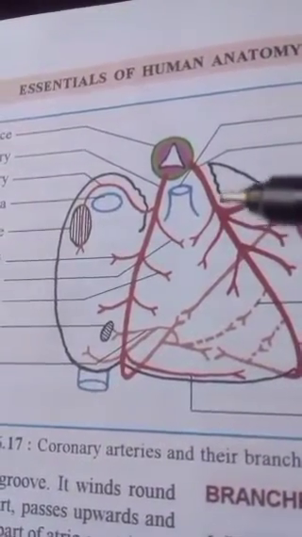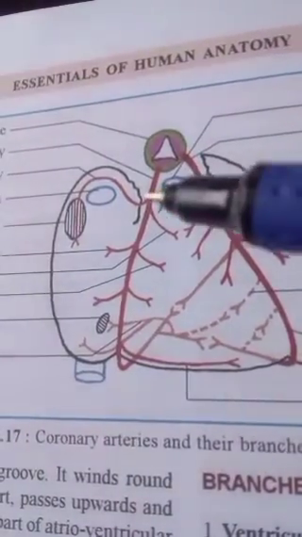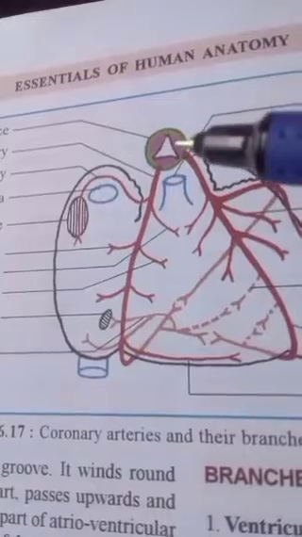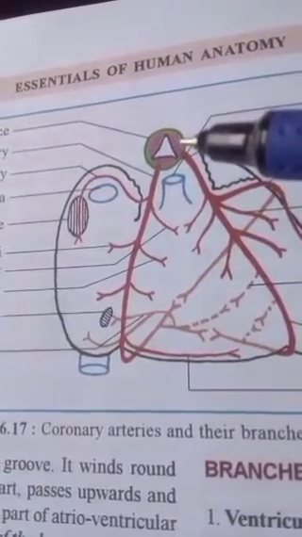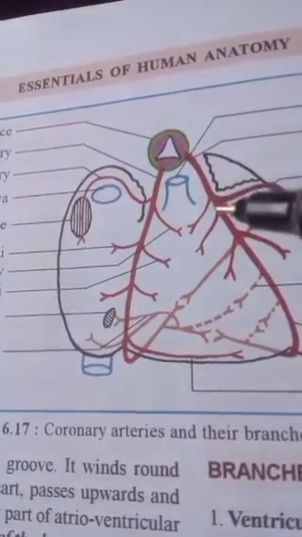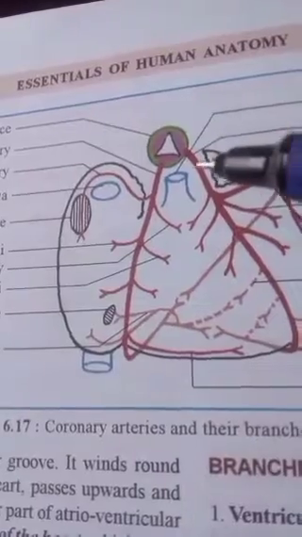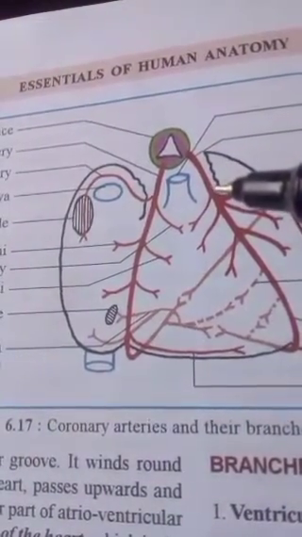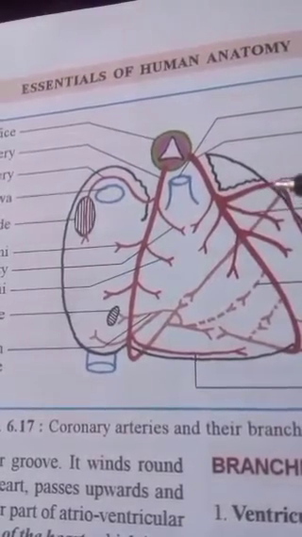Let us now discuss the left coronary artery. It is larger in caliber compared to the right coronary artery. It arises from the left posterior aortic sinus of the aorta. After arising, it runs downwards, forwards and laterally between the pulmonary trunk and left auricle and reaches the atrioventricular groove. Here it divides into two main branches, the anterior interventricular branch and the circumflex branch.